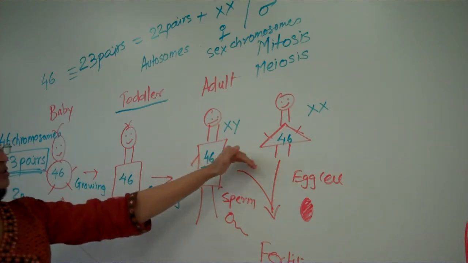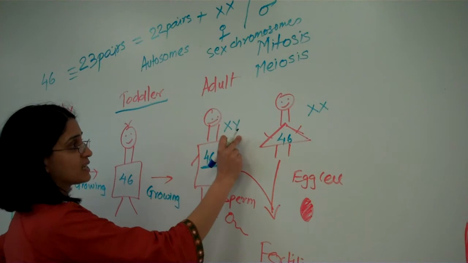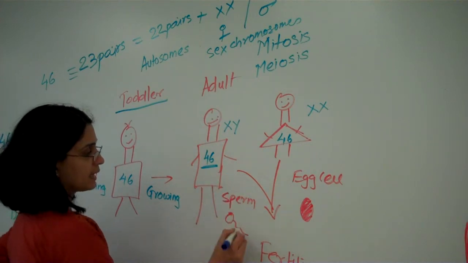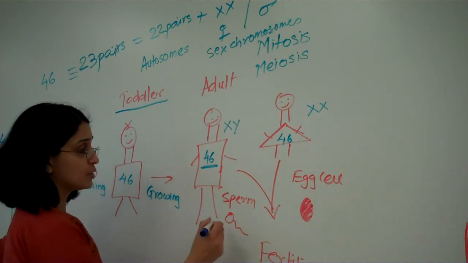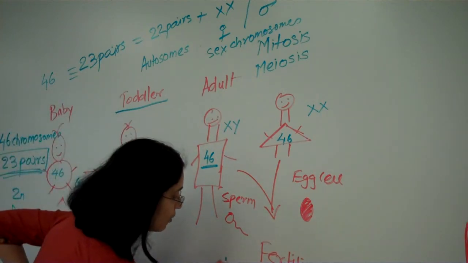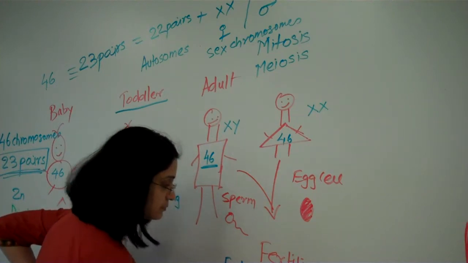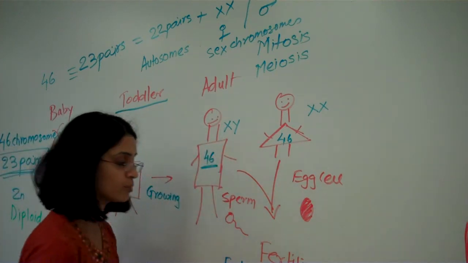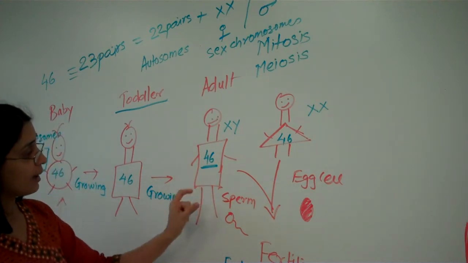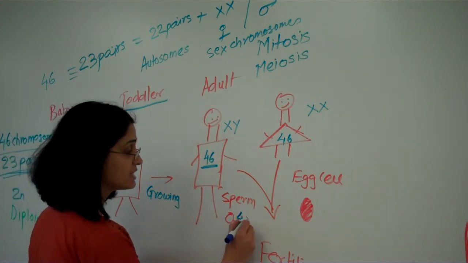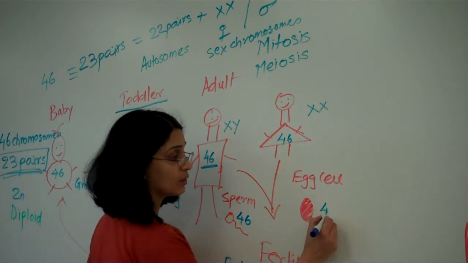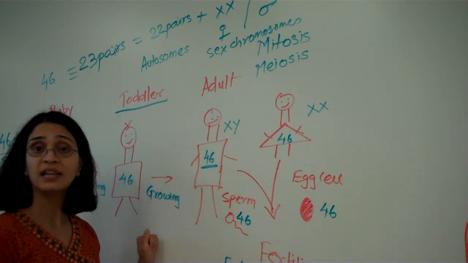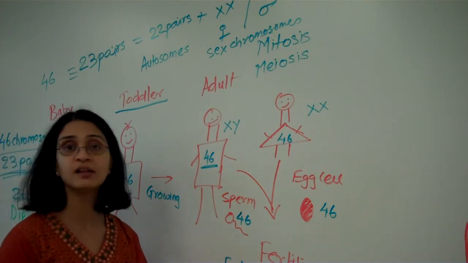Now, coming back to this girl and the boy. The boy has XY chromosomes, the girl has XX chromosomes, but both of them carry 46 chromosomes. Now, the guy makes the sperm, the girl makes the egg. The sperm and the egg fertilize to give you an embryo. Since this is a human embryo, it needs to carry 46 chromosomes. Now if the guy makes the sperm with 46 chromosomes and the girl makes the egg cell with 46 chromosomes, 46 plus 46 should give rise to 92 chromosomes, right? But that does not happen. We always get the embryo with 46 chromosomes.